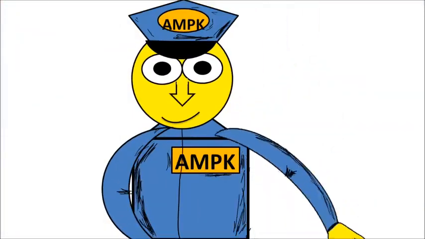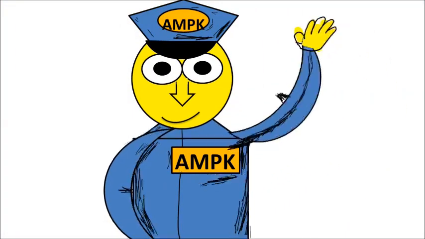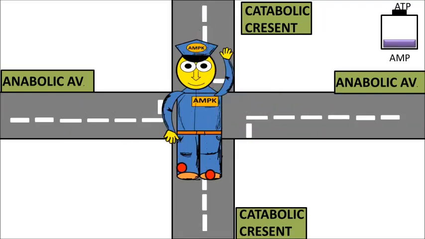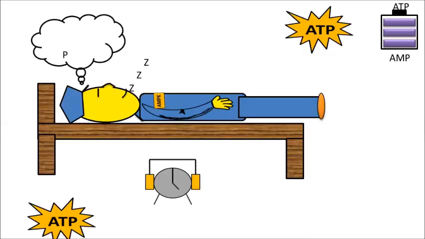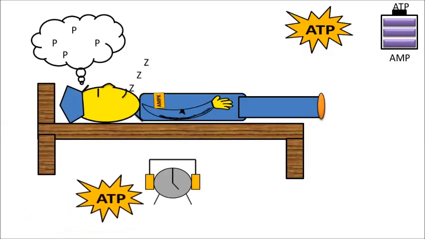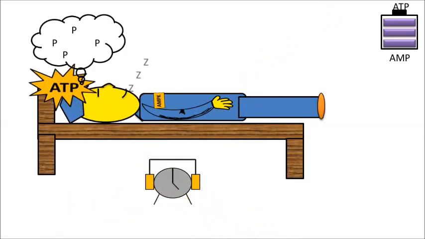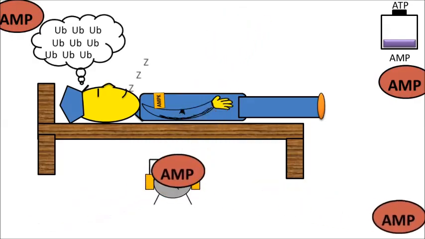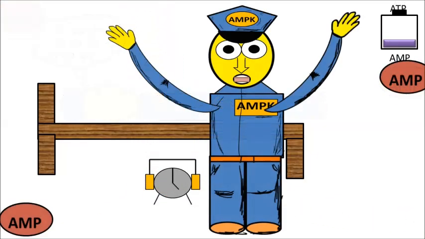AMPK is a cellular energy sensor, something like a policeman at a crossroads. It promotes anabolic pathways when the ATP-AMP ratio is high and catabolic pathways when it is low. It does this by monitoring AMP levels. When there is a lot of energy, ATP is high and AMP is low, and so AMPK is inactive. But when the levels drop and the ratio flips, AMPK becomes active.